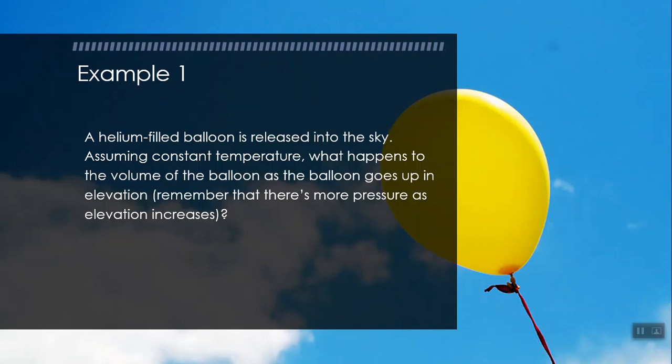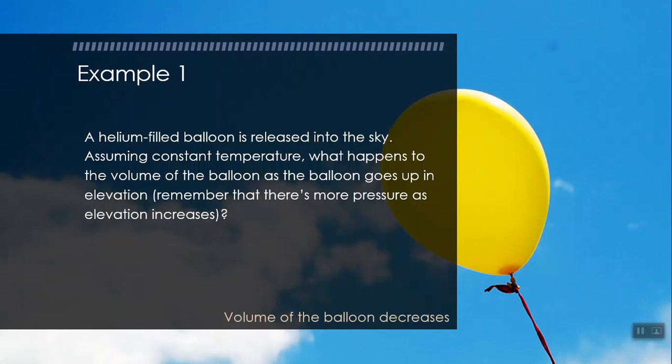So think about Boyle's Law, and let's take a look at our first example. A helium-filled balloon is released into the sky. Assuming constant temperature, what happens to the volume of the balloon as the balloon goes up in elevation? Remember that as you go up in elevation, there's more pressure. So if there's more pressure, what does that mean about volume, if it's an indirect or inverse relationship? More pressure means lower volume, right? So the volume of the balloon decreases.